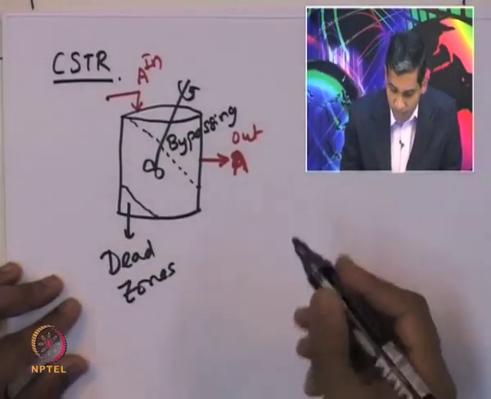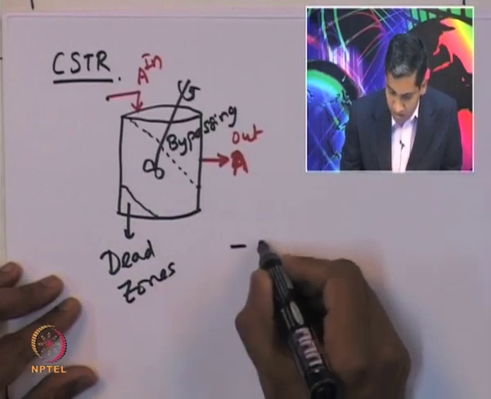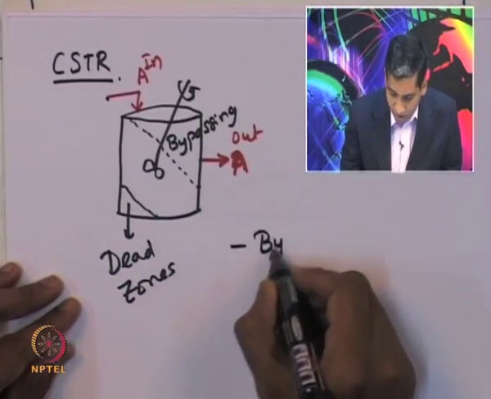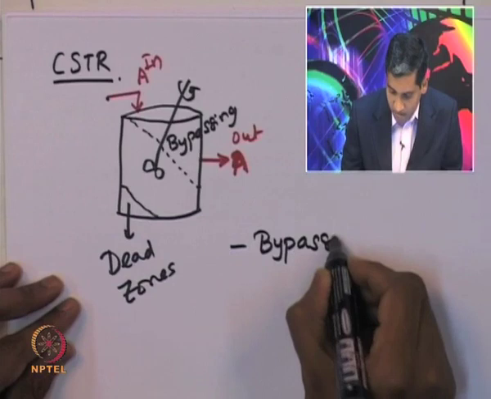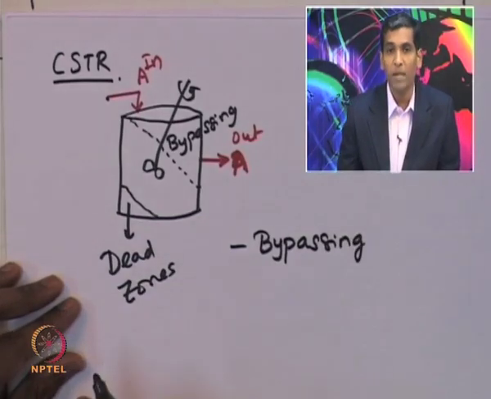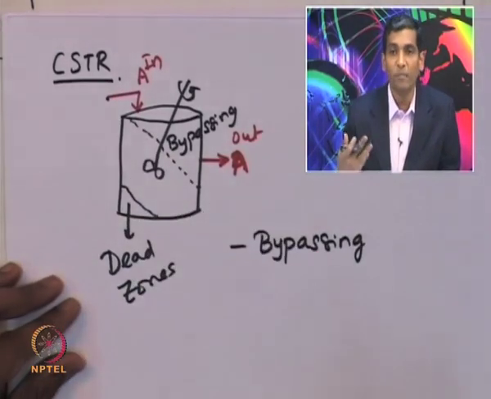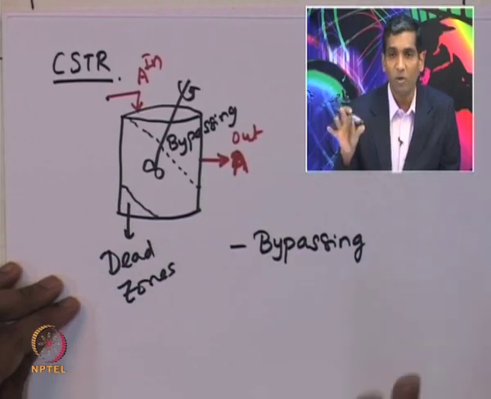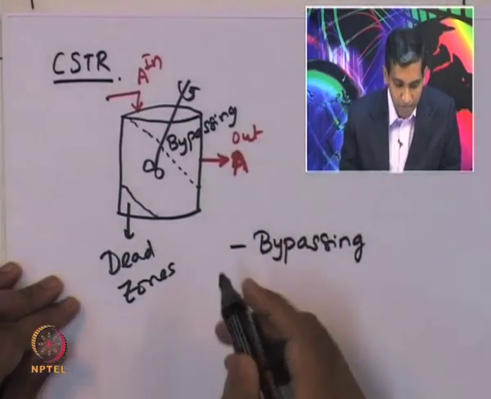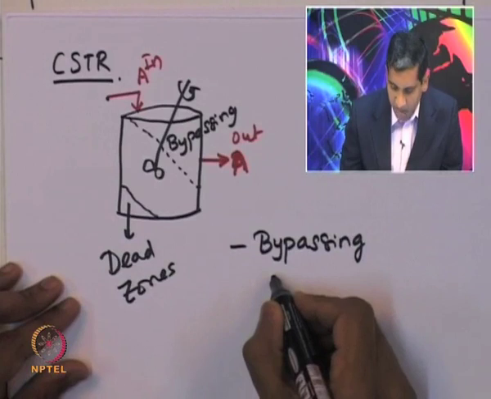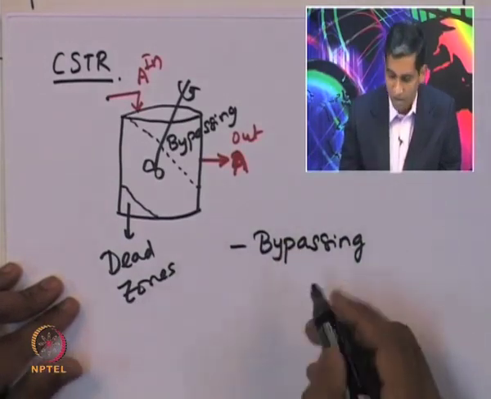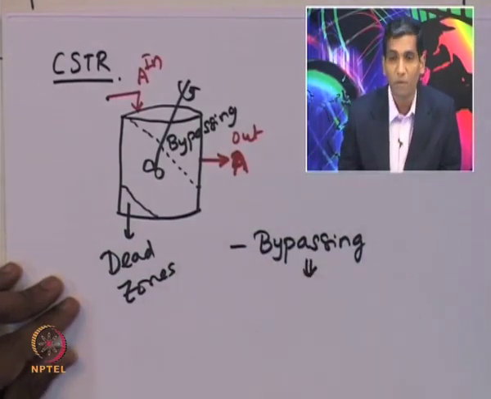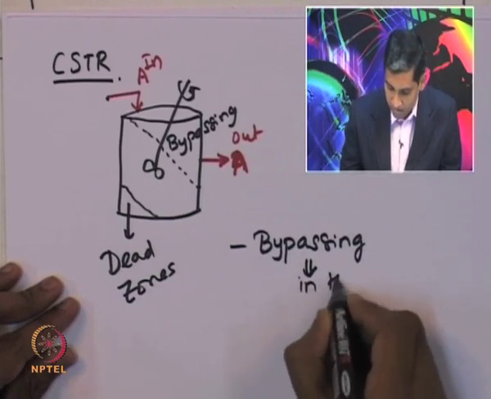So, what has been observed is that there is bypassing of the fluid stream, because the inlet and outlet may be placed close to each other, and so some of the fluid particles will quickly bypass. And of course, if one needs to model such a reactor, this has to be incorporated in the model.